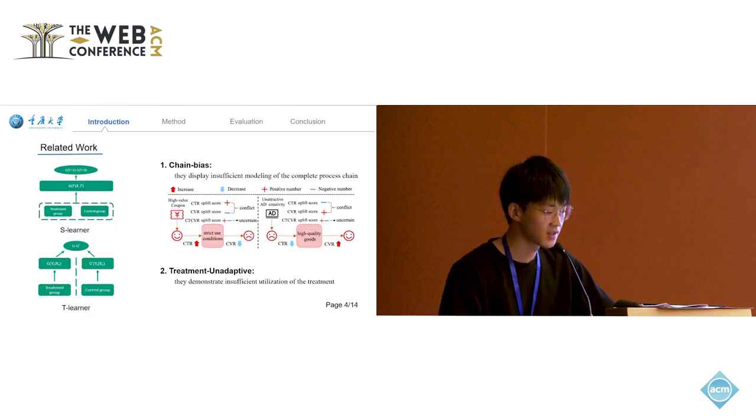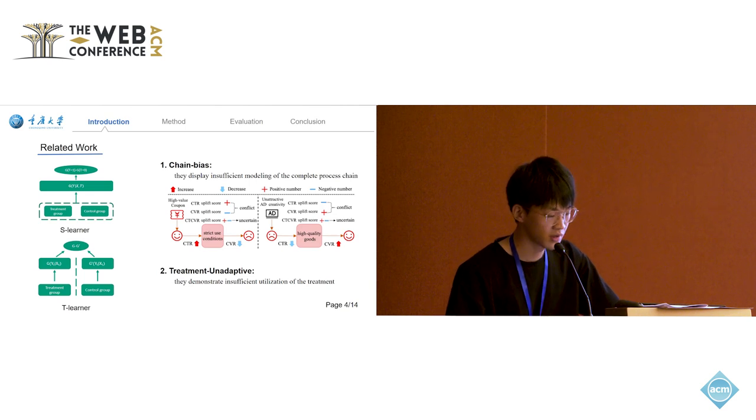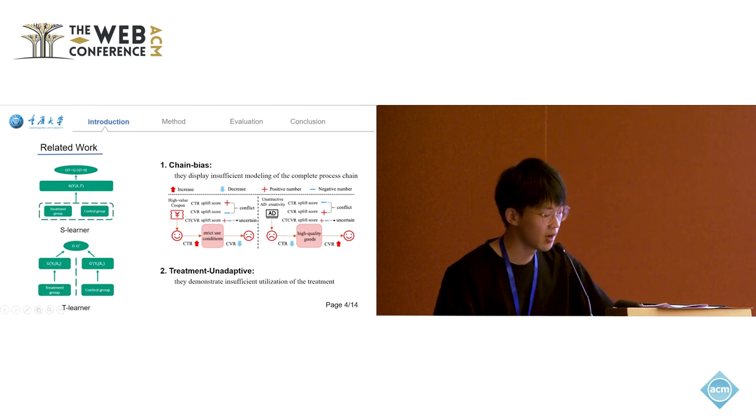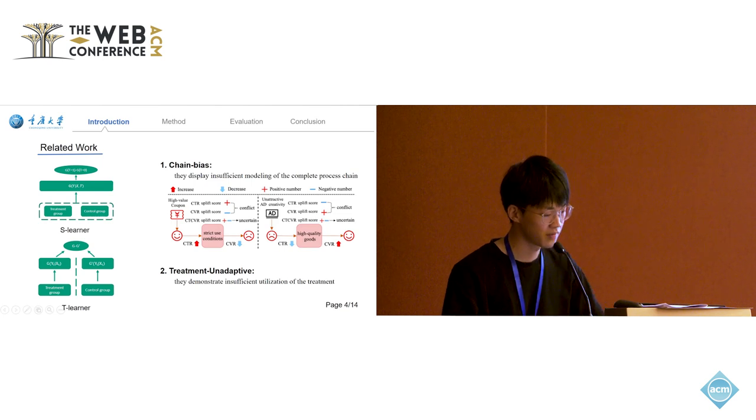Existing methods such as the single model and the two model approaches calculate the uplift score through subtraction. Many deep learning methods serve as their fundamental models. However, they face two limitations. First, there is a notable absence of uplift modeling through the convex confounder.